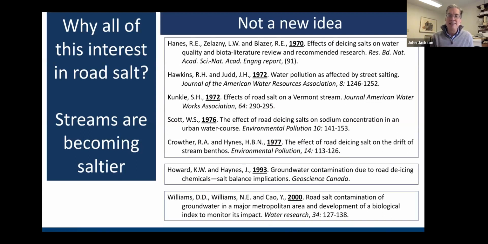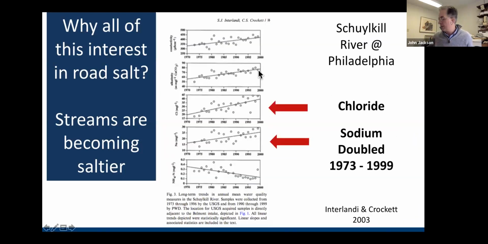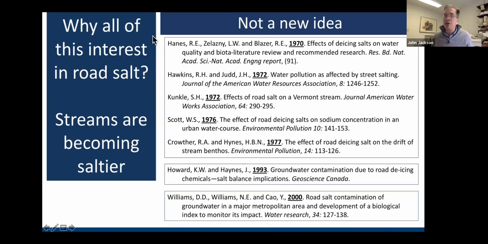Way back in 1970, the first reference at the top here, you'll see this is a National Academy of Science and Engineering report on the effects of de-icing salts on water quality and biota. So in 1970, 2 years before the Clean Water Act, they were aware that road salt had the potential to be a problem. How come that never got to the rest of us?